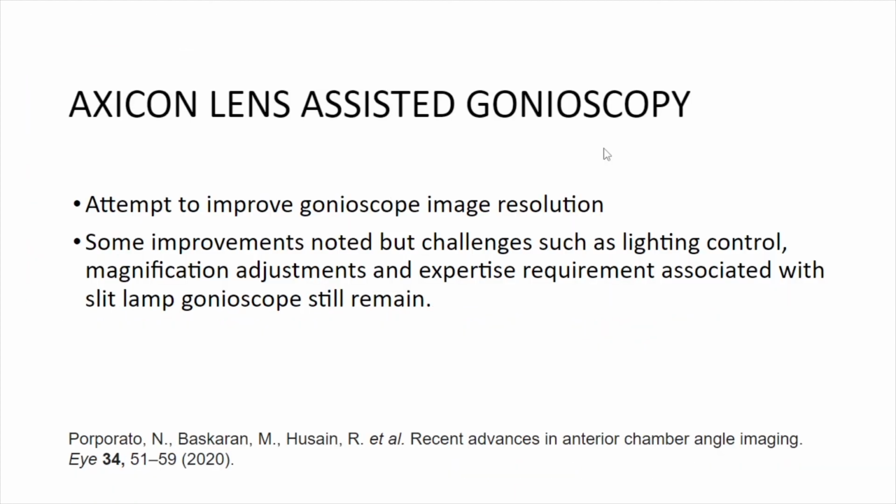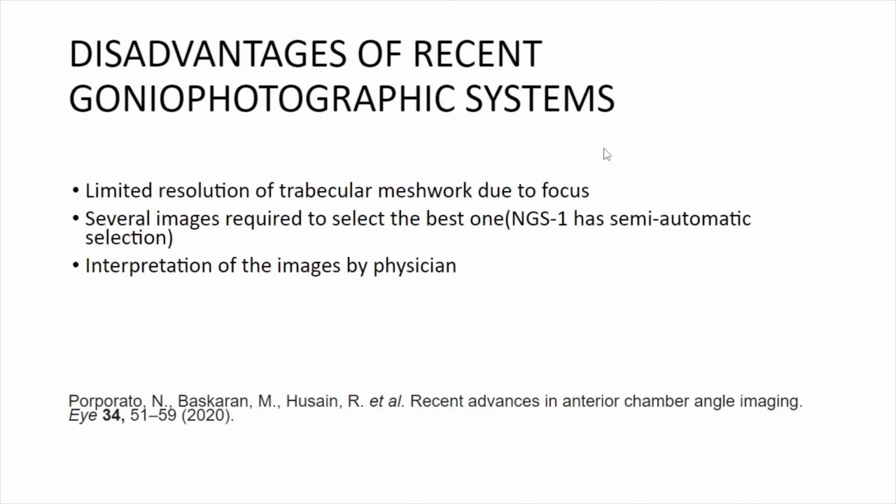In Axicon lens assisted gonioscopy, this is an attempt to improve the gonioscope image resolution, but still there are some challenges remaining, such as lighting control, magnification adjustments, and expertise requirement. Then moving on to the disadvantages of all these recent goniophotographic systems. They provide us limited resolution of the trabecular meshwork, and also several images are required to select the best one. And NGS1 has the advantage that it can do this selection semi-automatically, and we need to interpret these images.